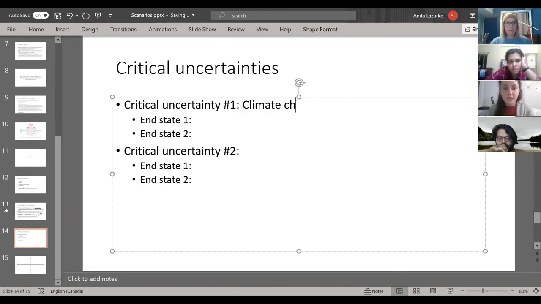So we have climate change as, oh, you're watching me type and make mistakes, pollution. And so to develop axes, sorry if you can hear my dog barking in the background, to develop axes for each of these critical uncertainties, we need to choose two mutually exclusive end states. So these don't necessarily have to be like extreme and not extreme or like high and low. They can be more detailed, but they just have to be mutually exclusive, meaning there's a very distinct difference between the two of them.